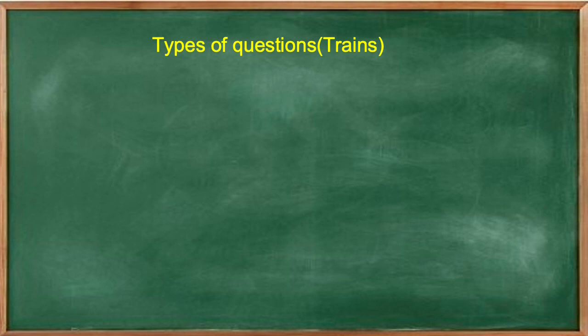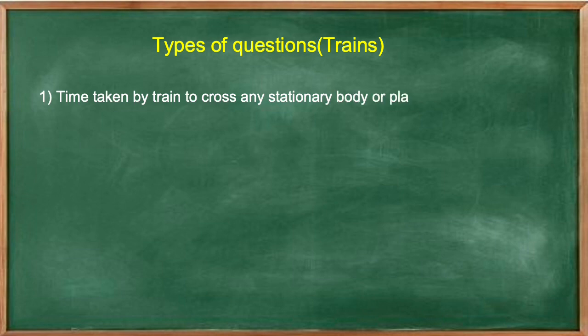Types of questions based on trains. Time taken by train to cross any stationary body or platform. A question may be asked where you have to calculate the time taken by a train to cross a stationary body like a pole or a standing man or a platform or bridge.